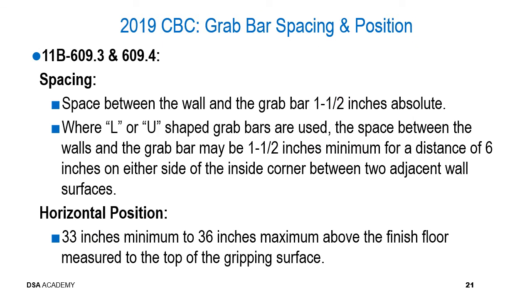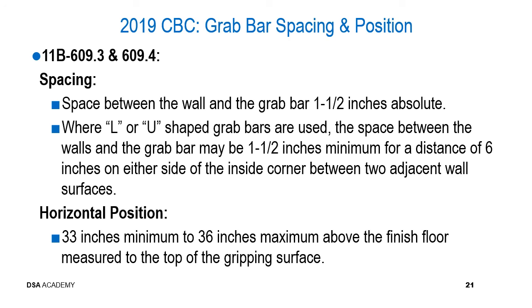For grab bar spacing and positions in 11B-609.3 and 609.4, the spacing and horizontal positions are the same as they've been in the past. For the spacing, that space between the wall and the grab bar still must be 1.5 inches absolute. However, at L or U-shaped grab bars, when those occur, the space between the walls and the grab bar may be 1.5 inches minimum for a distance of 6 inches on each side of the inside corner between two adjacent wall surfaces. That's for the situation if you have a single pipe going around the corner in those scenarios.